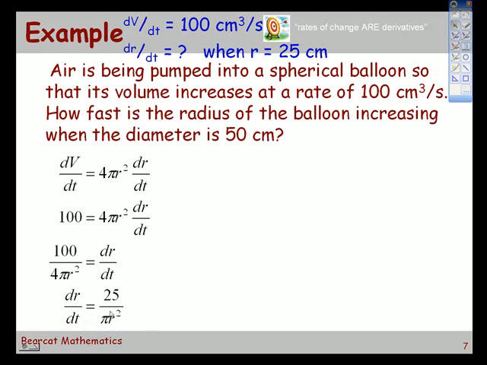So dr/dt is equal to 25 over pi r squared. We need to replace that r with the 25 and then simplify. So we get 1 over 25 pi centimeters per second is the rate. That's about 0.013 centimeters per second. So that doesn't seem very fast that the radius is increasing there. Go ahead and pause the video here if you need more time to digest this or write it down. If not, we're moving on to the next example.